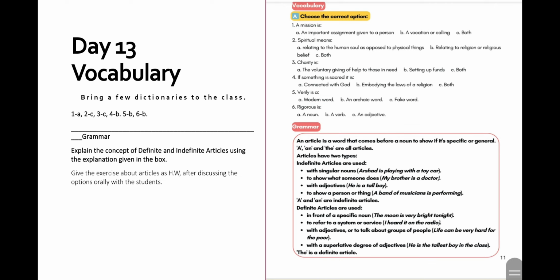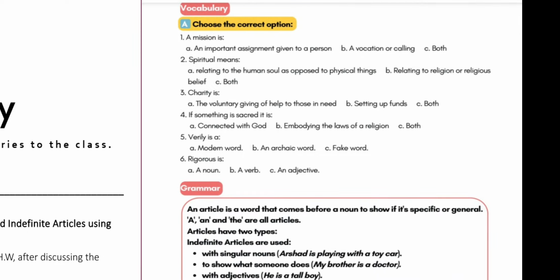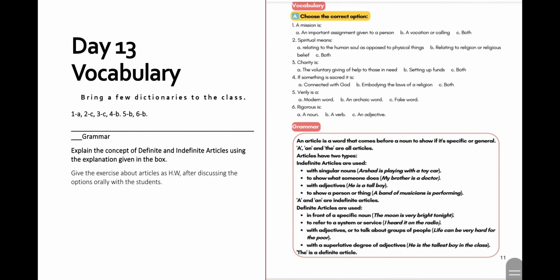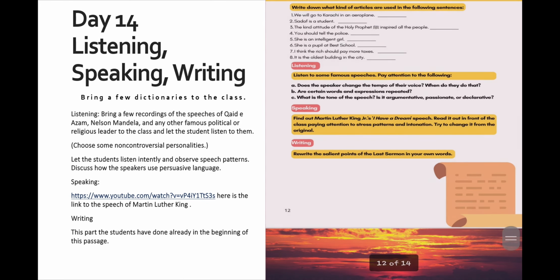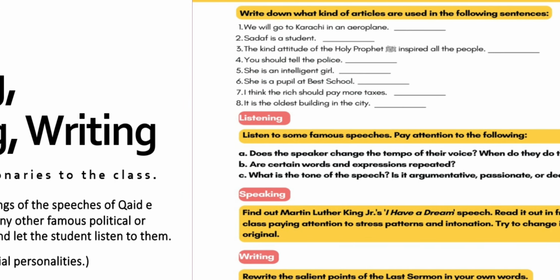Day 13. This is again in the exercise. It's an exercise about vocabulary. Bring a few dictionaries to the class, and some words are given and some options are given. Students have to choose the right option. I have provided you with the answer key. In grammar, the students are going to look at the articles, the definite and indefinite articles, and the whole explanation is provided. So you can use that explanation to explain what definite and indefinite articles are, and then they are going to fill in these spaces that are given here, and they will explain what type of article is used here.